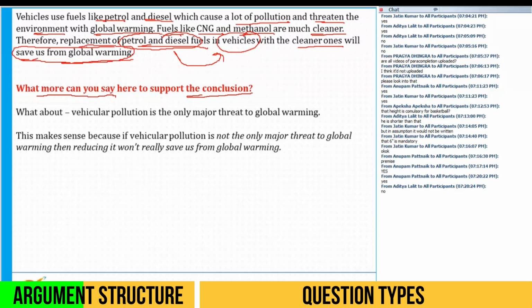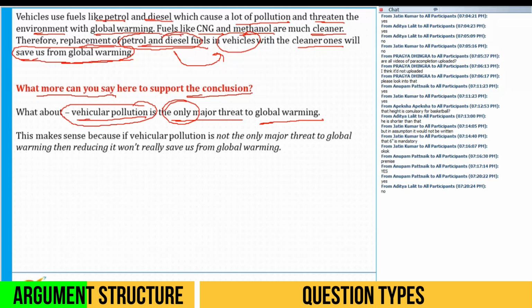That means to prove this conclusion, I will have to assume that vehicle pollution is the only major threat to global warming. Because if vehicle pollution is not the only major threat to global warming, then even if I change the fuel in the vehicles, I will not save the world from global warming. So in order to prove that replacing petrol and diesel fuels in vehicles will save us from global warming, the assumption is that pollution by vehicles is the only major threat to global warming. Without this assumption, the conclusion will fall.